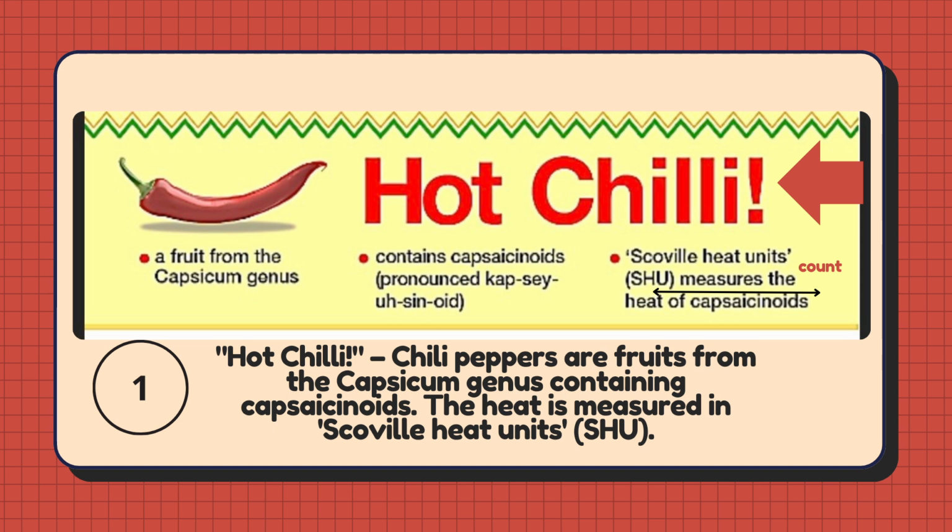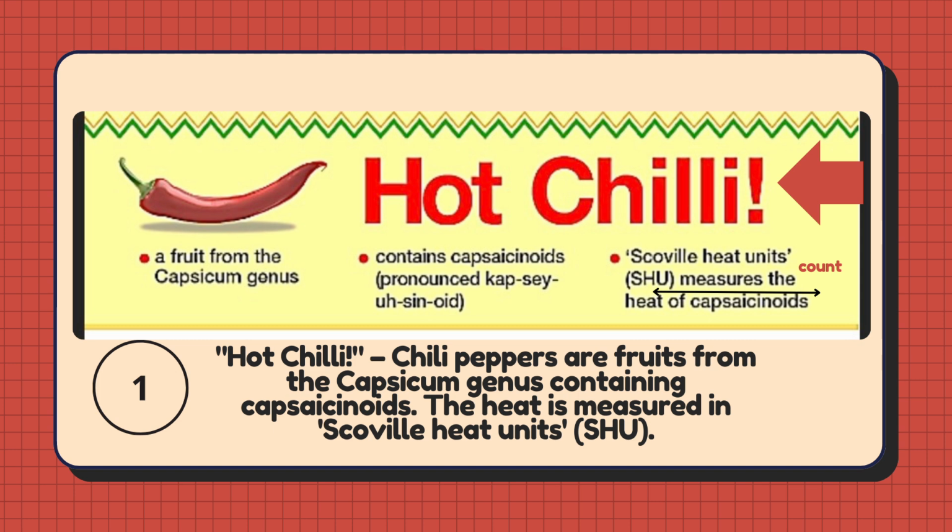And under the title, you can find three keywords or three important ideas. The first one is a fruit from the capsicum genus. You may have no idea what the meaning of capsicum genus is, but it is a fruit. Hot chili or chili peppers are fruits.